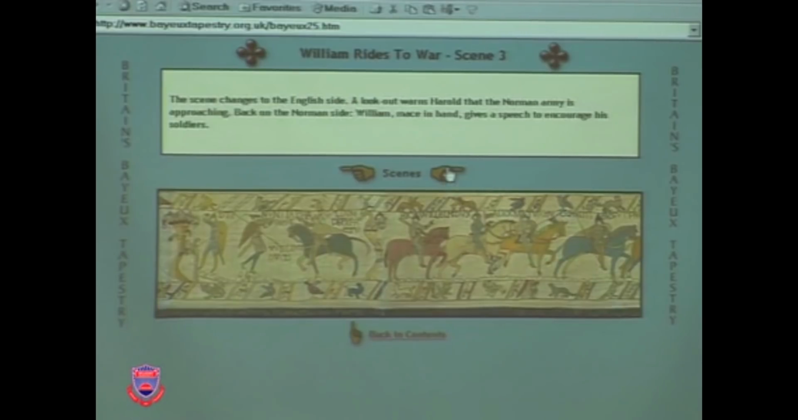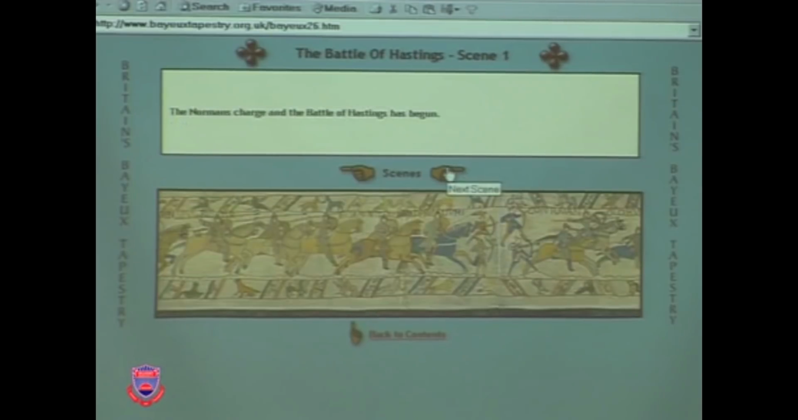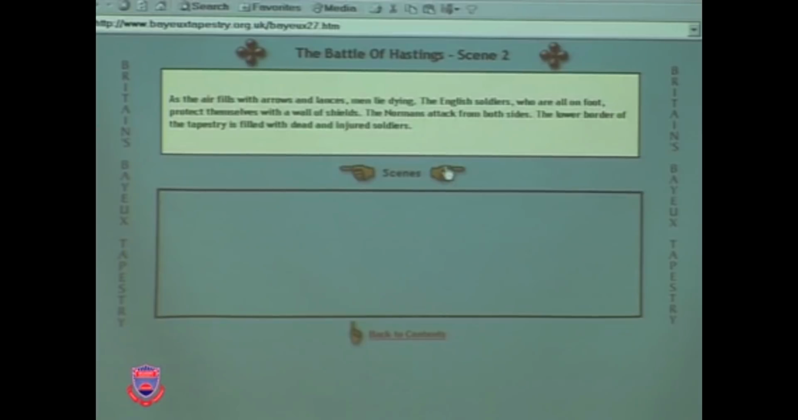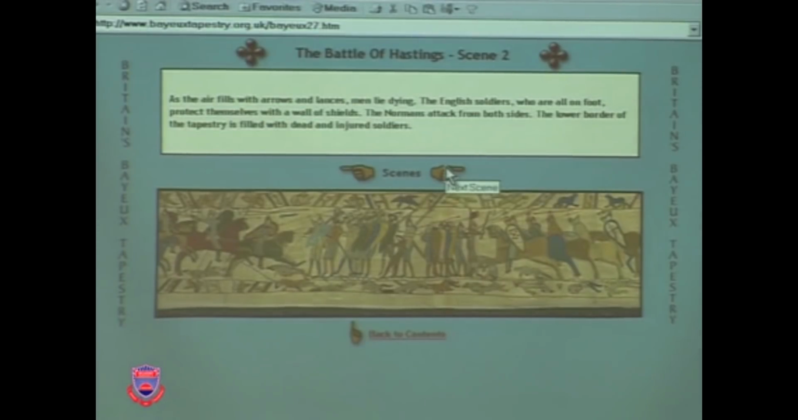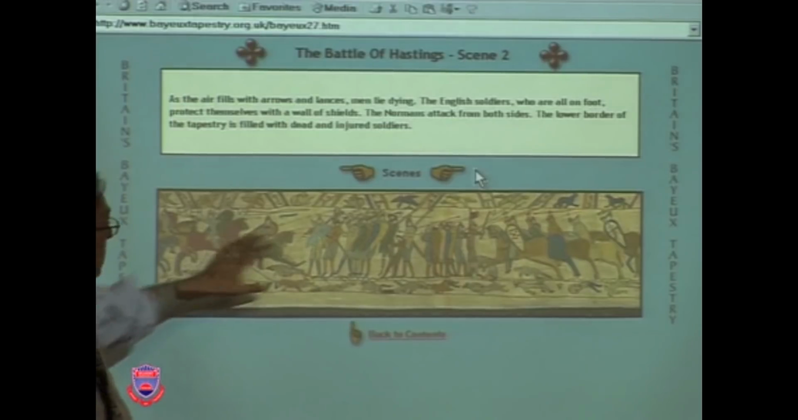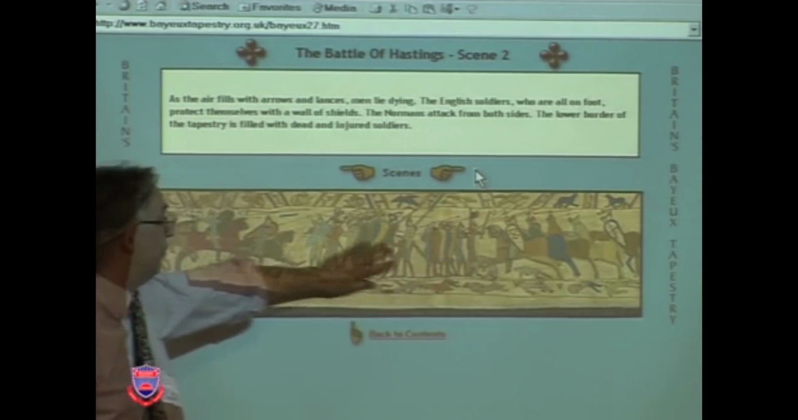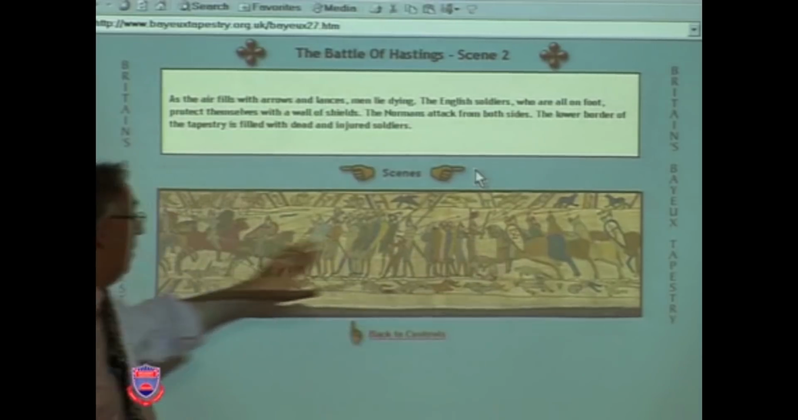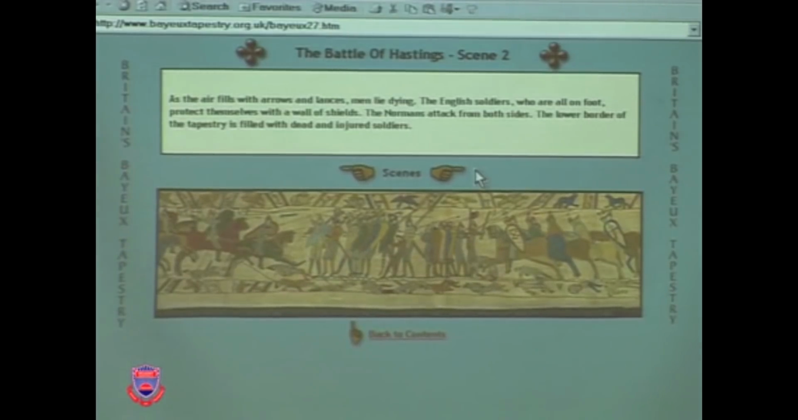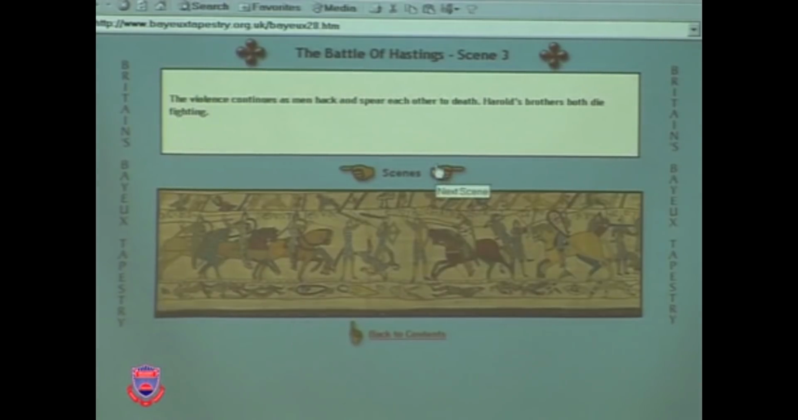What does this say? They're approaching. There's the details of coming, and a lookout warns Harold that the Norman army is approaching. And then the final charge and the battle begins. And people are dying, people are getting killed, and so on. Okay. Here, of course, I presume we've got the English infantry being attacked primarily by the Norman cavalry, as we mentioned before. You can see the different kinds of soldier in these images, which is important. And there they show Harold's brothers both being killed.